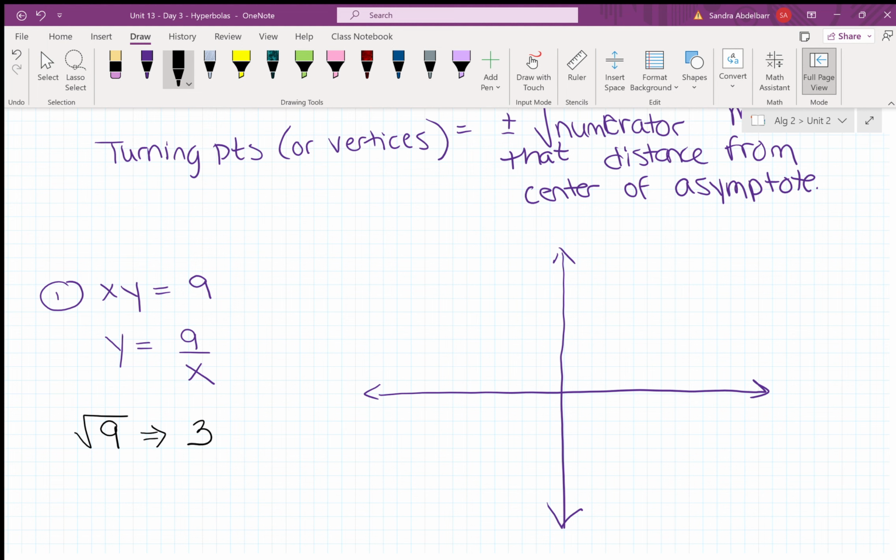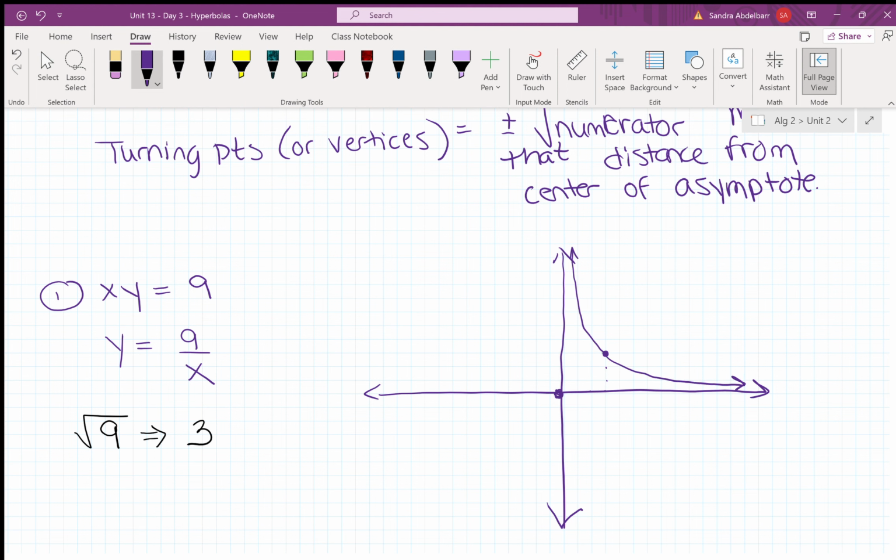3. That means from the center point, I'm going to move 3 units in my first and third quadrants, right? So what does that mean? It doesn't just mean I'm moving 3 to the right. That means I'm moving 3 to the right, 1, 2, 3, and 3 up, 1, 2, 3, from the center point of our asymptote.